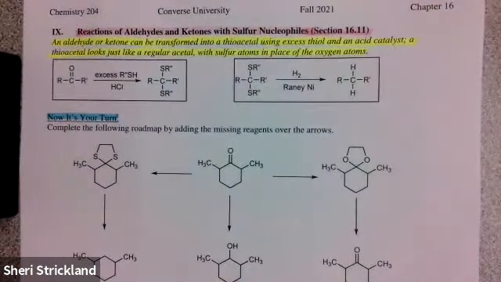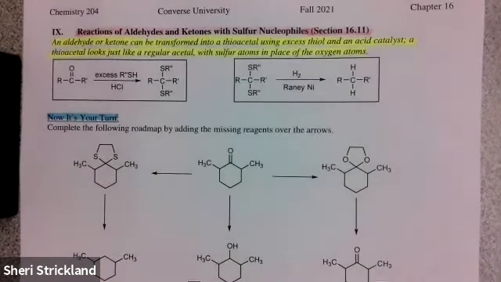So we've talked about aldehydes and ketones reacting with a variety of nucleophiles. We talked about carbon nucleophiles, hydrogen nucleophiles, nitrogen nucleophiles, and oxygen nucleophiles. So the sulfur nucleophiles will finish this up. An aldehyde or ketone can be transformed into a thioacetal using excess thiol and an acid catalyst. A thioacetal looks just like a regular acetal with sulfur atoms in place of the oxygen atoms.